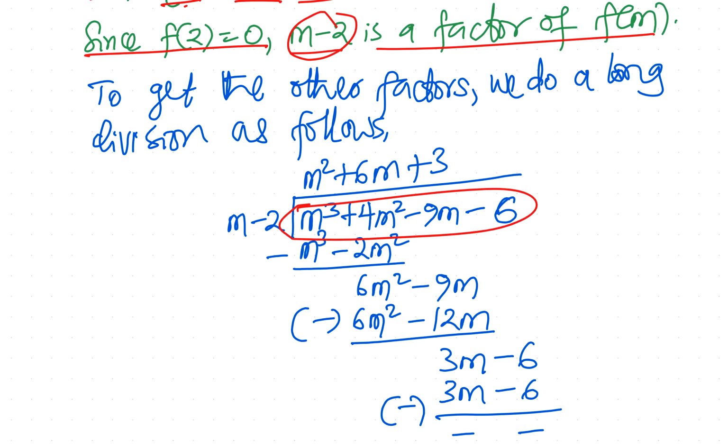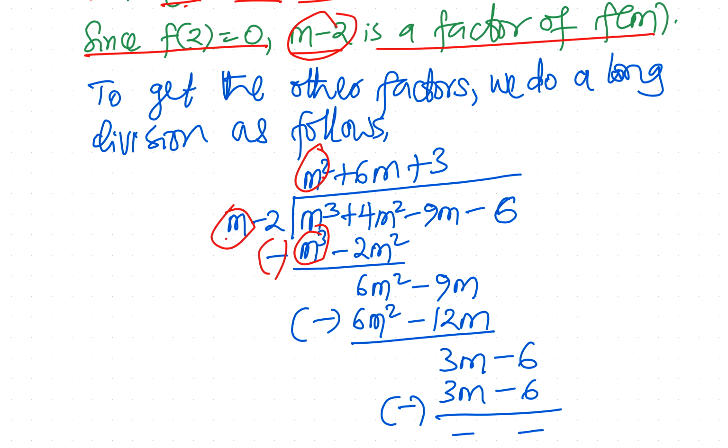And then the factor we found is m minus 2. So how do we go? We say m in m cubed, that is m squared. That's m cubed divided by m, that's m squared. So now that you have m squared, m squared times m is m cubed. M squared times minus 2 is minus 2m squared here.